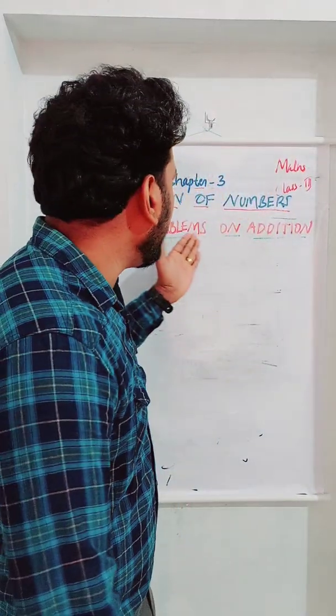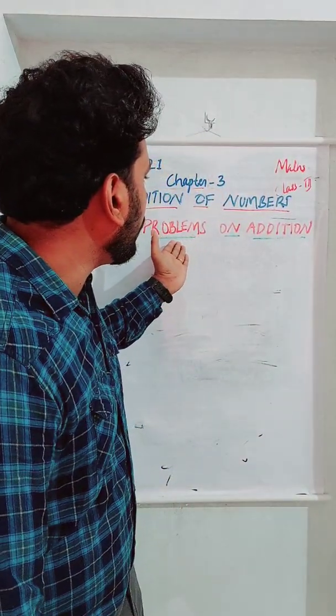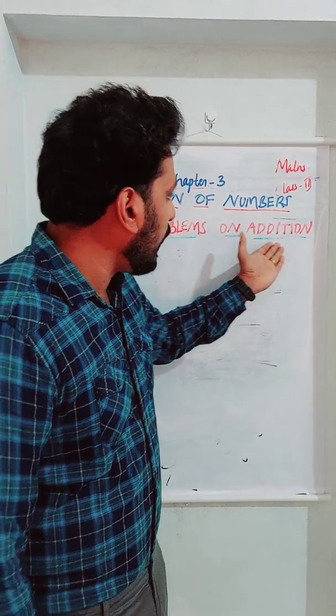And we have already completed exercise 3.4 and given some homeworks also. I hope you are done. It was too easy. Okay, we have today a new topic. Topic name is problems on addition.